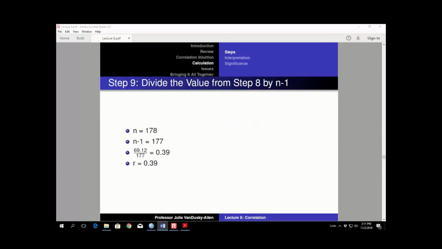Then you divide the value from step 8 by the number of observations minus 1, or 178 minus 1, which is 177.